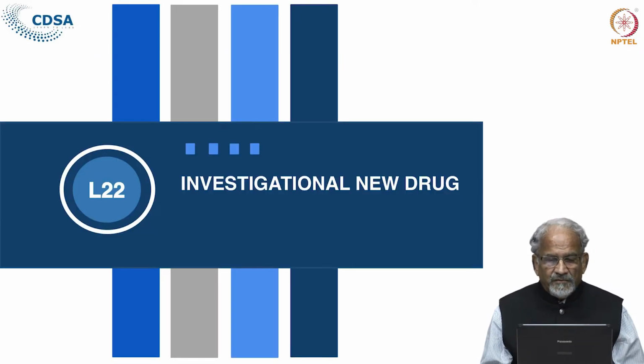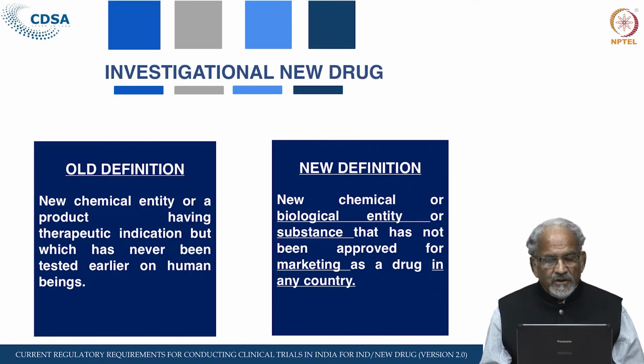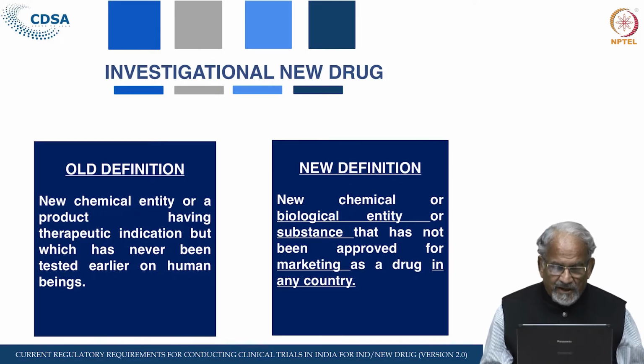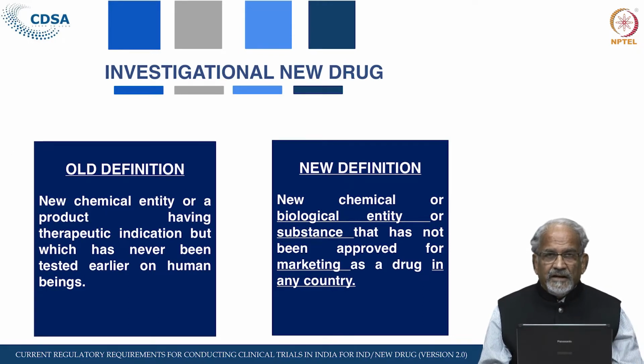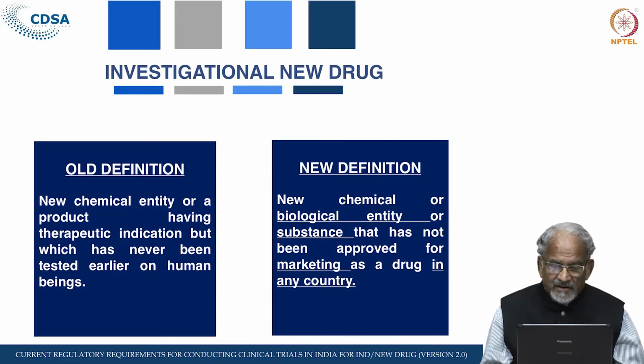Another term which is often used is investigational new drug, IND. The old definition was new chemical entity or a product having therapeutic indication, but which has never been tested earlier on human being. However, if you just see the red part here, that is the new definition, it says new chemical or biological entity or substance that has not been approved for marketing as a drug in any country. Take home message is any country remains the same.